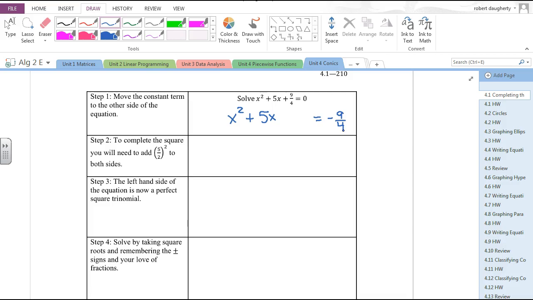You take half of 5. So what I'm going to do is add 5 halves squared. That's how I complete the square. Take half of that number 5, which is 5 halves, and square it. If I add 5 halves squared to the left side of the equation, what must I do to the right side? I've got to add the same thing.